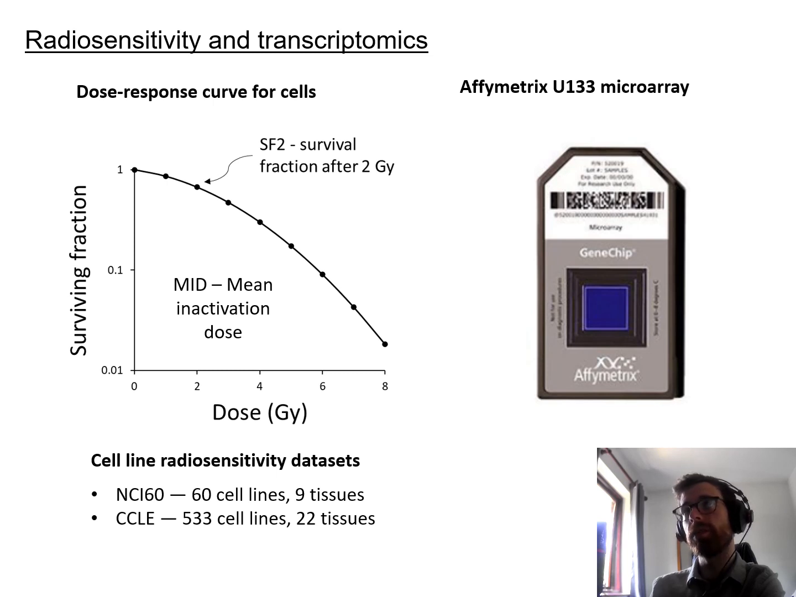Two datasets I'll be referring to today are the NCI60, which has 60 cell lines and 9 tissues, and the CCLE, which has 533 cell lines and 22 tissues with radiosensitivity data.